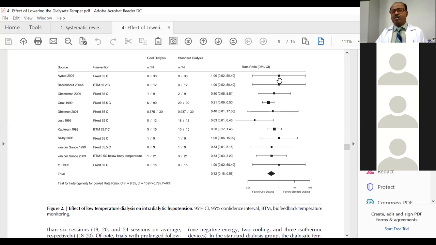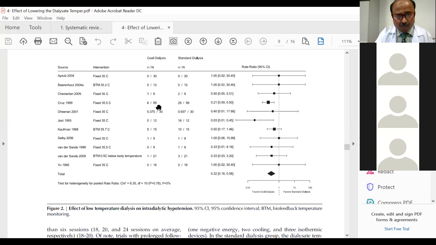So the first point is the size of a square. What is the value of the size of a square? Just looking at this figure, you will say this study includes a bigger number of patients because the square is bigger than this. So the number of patients in this study is significant, it seems, like all these three studies. So the weight of this study will be higher.